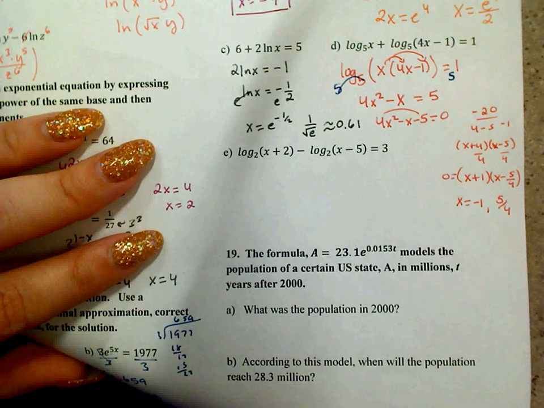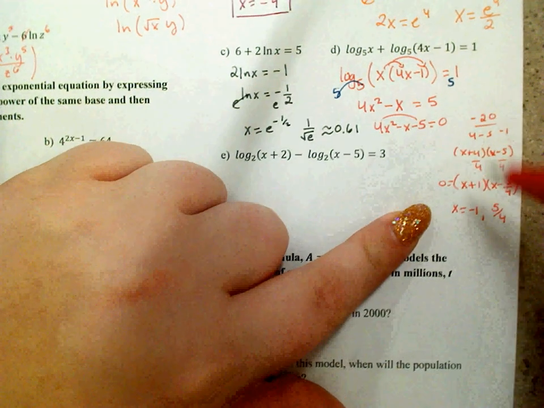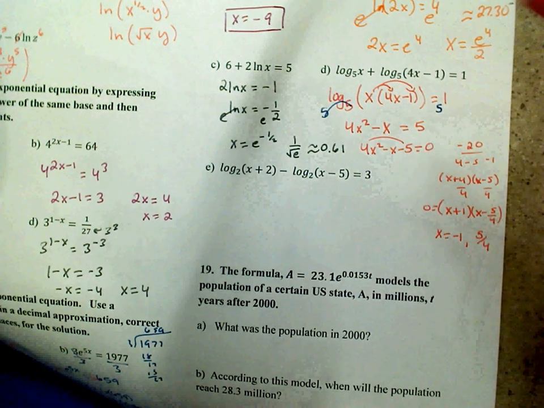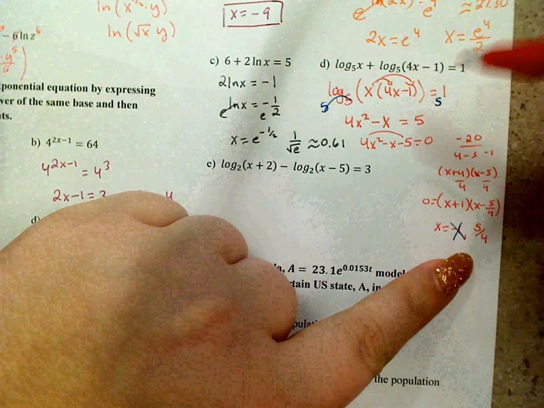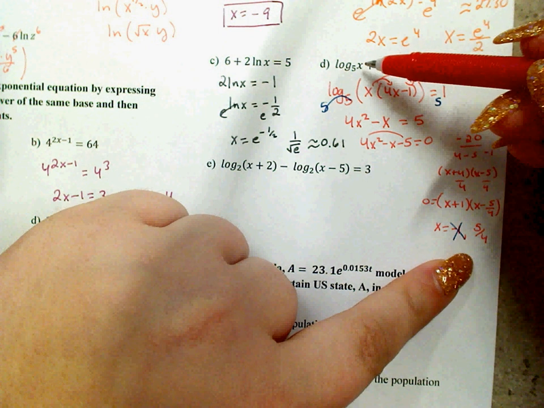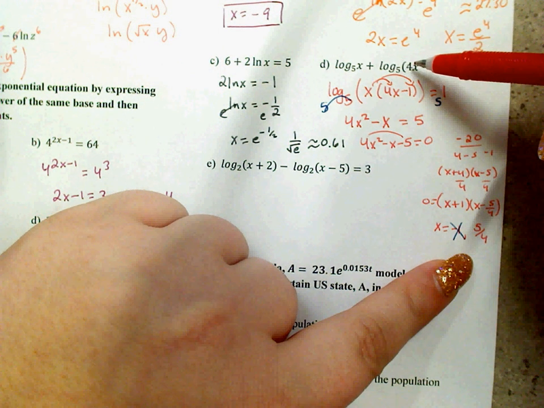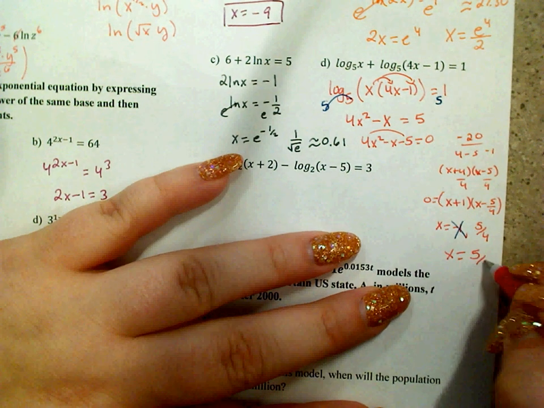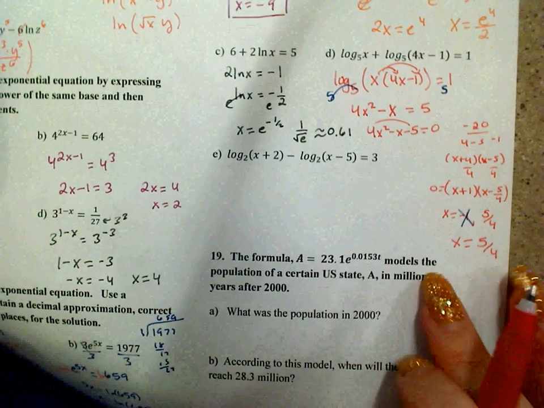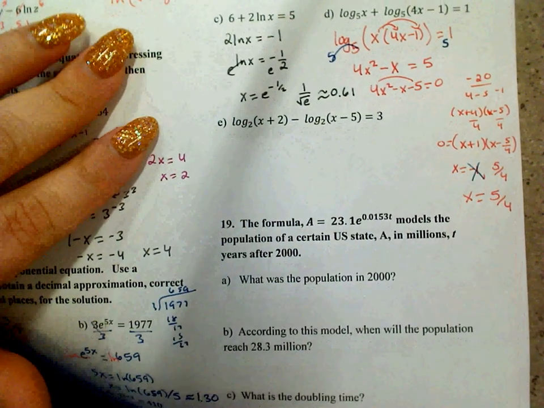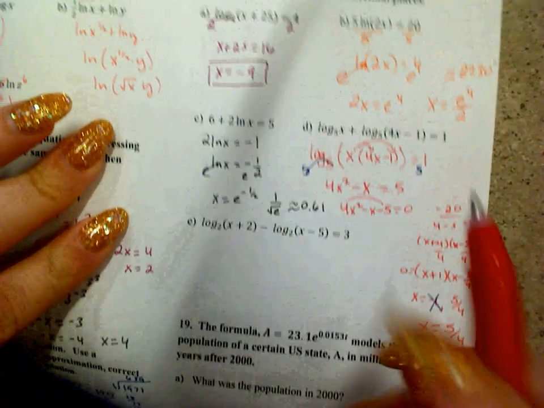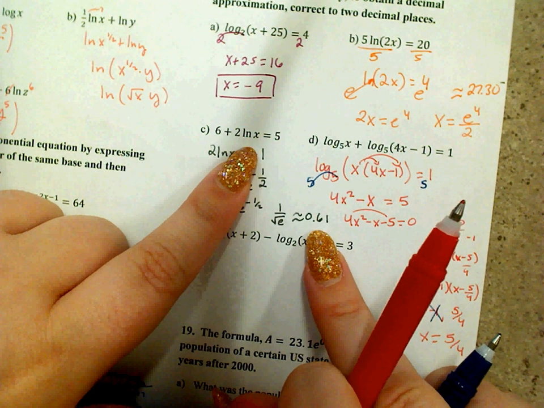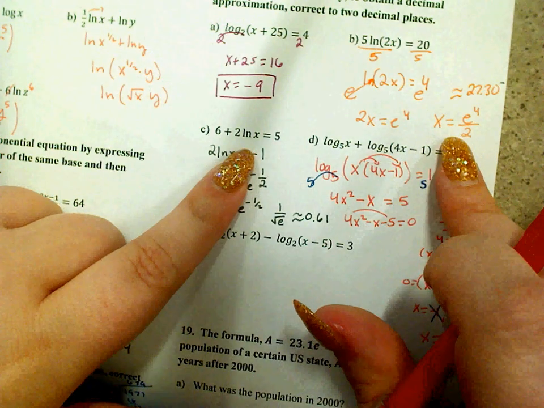When I plug in negative 1 into here, I get log of a negative number. So that one's out. When I plug in 5 fourths, they get 5, that's a positive number. And then 5 fourths times 4 is 5, and 5 minus 1 is positive. So the answer is just 5 fourths. Okay. I didn't check these, but 0.61 is positive, so the only x I have is just plugging it in. And e to the fourth divided by 2 is positive, so times 2 is positive. We're good.